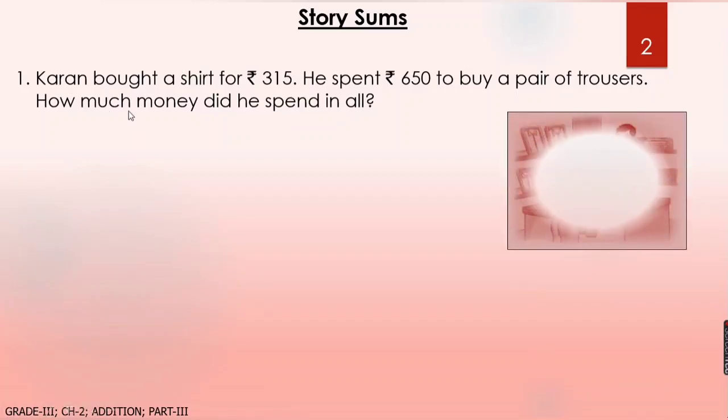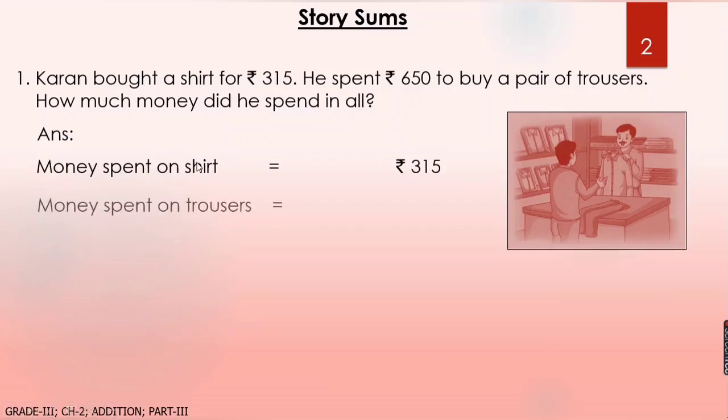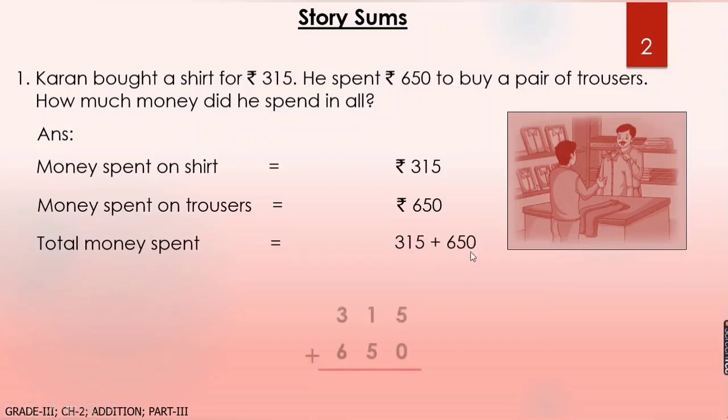Now, before solving the sums, we have to write a few statements in the answer. So, the first statement in the answer is money spent on shirt. So, money spent on shirt is rupees 315. Then, money spent on trousers. So, how much money did he spend on trousers? It is rupees 650. Then total money spent, that we have to calculate. That means 315 plus 650, that we will do the addition.